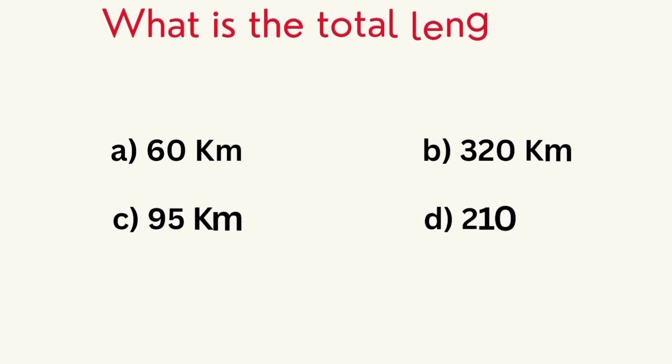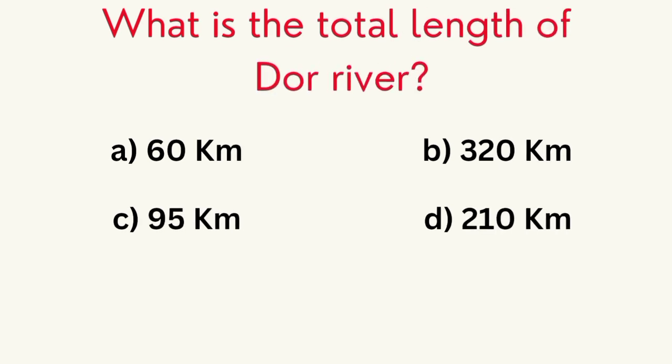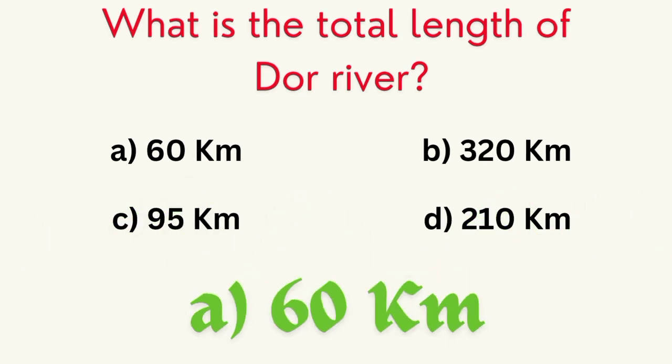What is the total length of Dor River? A. 60 kilometers. B. 320 kilometers. C. 95 kilometers. D. 210 kilometers. Answer, A. 60 kilometers in Khyber Pakhtunkhwa.